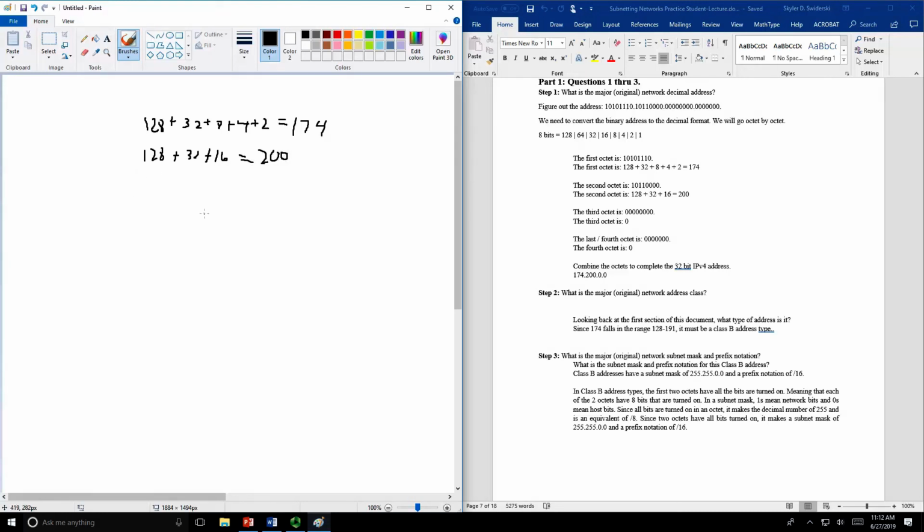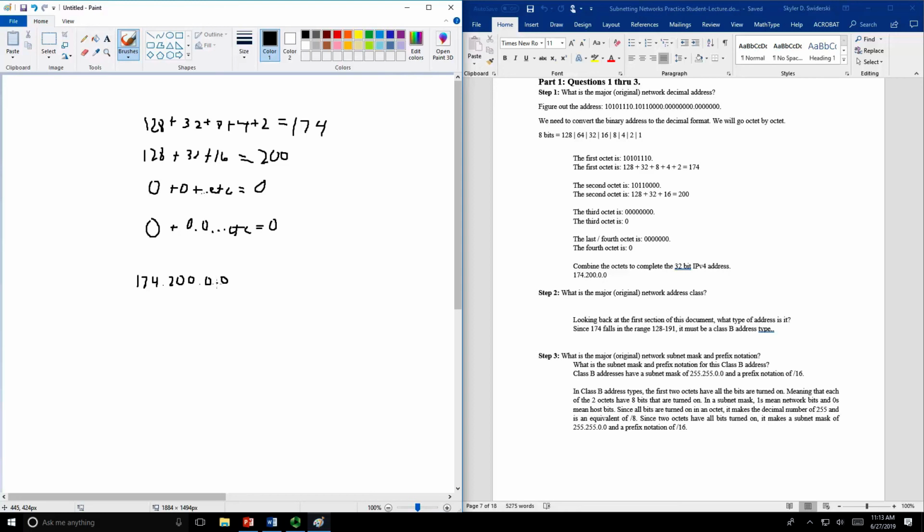The next octets are all zeros. None of the bits are turned on, so the decimal equivalent is 0 for both of them. Now, like we did in the previous examples, we combine all the octets together: 174.200.0.0. So now we know the decimal equivalent.